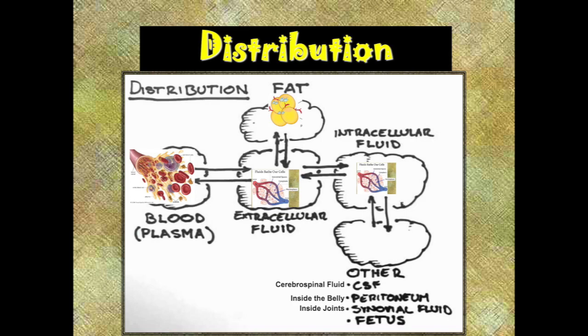But once it's reached the intracellular fluid, it can be then also exchanged into the other areas, such as the cerebrospinal fluid, the peritoneum, which is the area of the abdomen, out into the fluids there, and then into the synovial fluid of joints. For a pregnant patient, they can be distributed to the fetus.